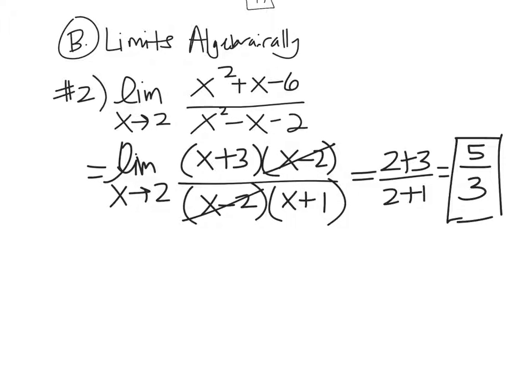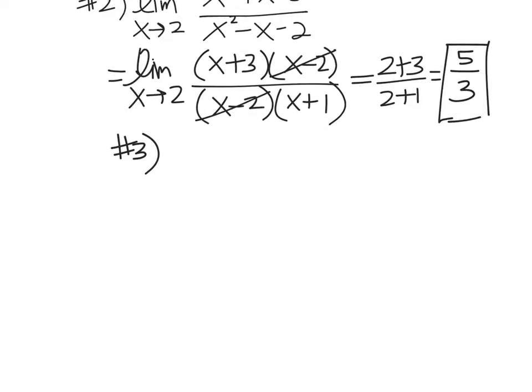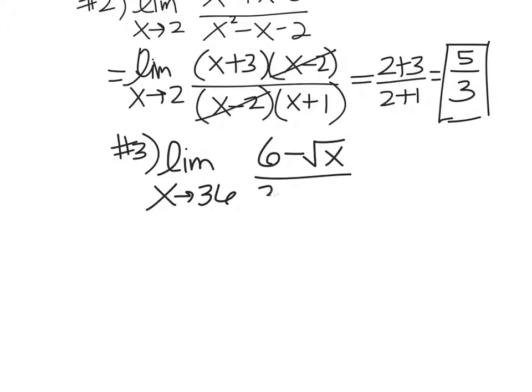Okay, now let's try this one. And this one you haven't done yet. If you feel like this is all review and you're doing fine, you might want to watch this one. The limit as x goes to 36 for 6 minus the square root of x over 36 minus x. Okay, this one's tricky to do algebraically, but we can. We did this type of problem in ham. I don't know if some of you ham kids remember this.